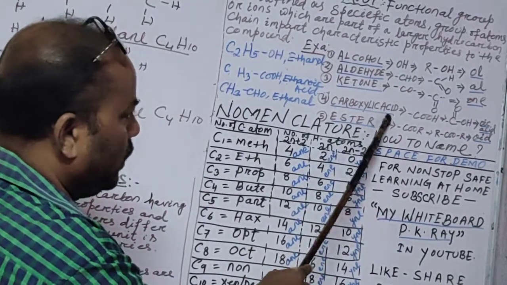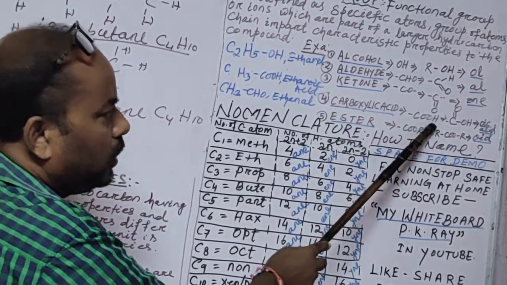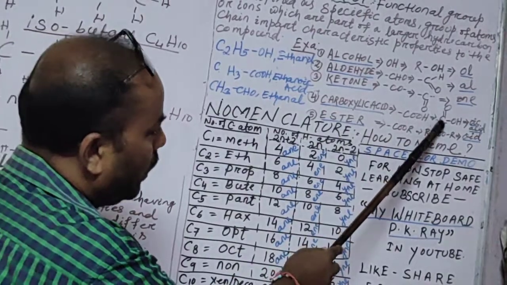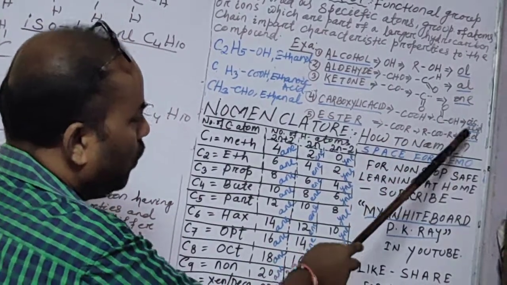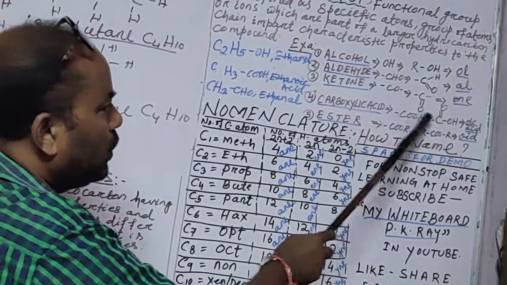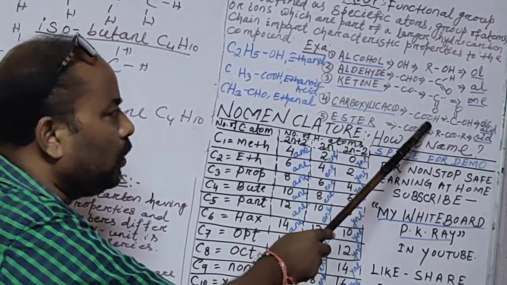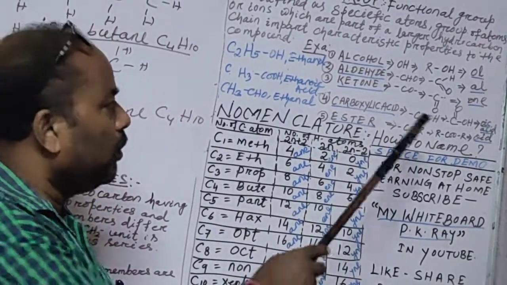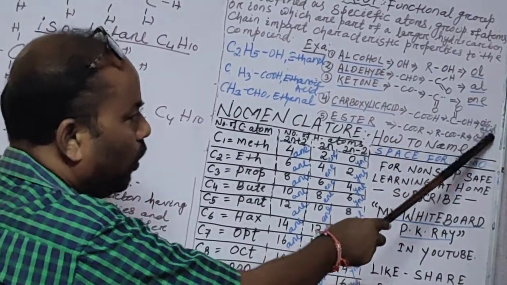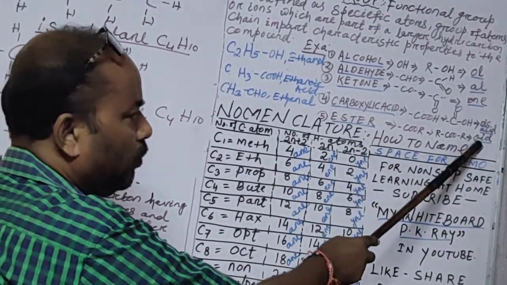Then carboxylic acid. Its functional group is COOH. If COOH is attached, then we can say that the compound is a carboxylic acid. It is written like COOH, and it will end with OIC acid. Suppose methane plus COOH, we will call methanoic acid. Ethane plus COOH, ethanoic acid. Propane plus COOH, propanoic acid. So it will end with OIC acid. Then ester, this is the functional group of ester, and it will end with OATE.